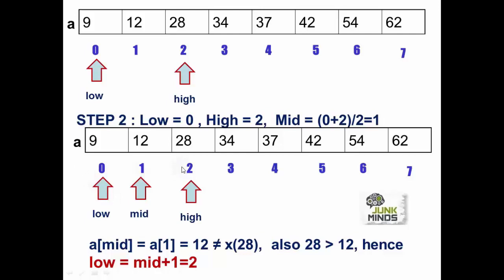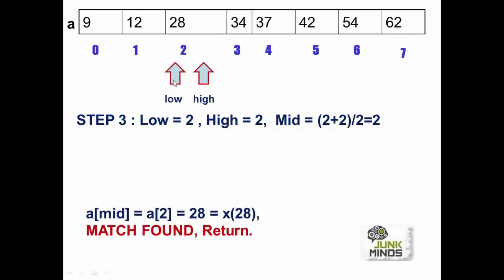So what happens now? Now this is where I get low, this is where I get high. I repeat the same process. Low is 2, high is 2. I calculate mid as 2 plus 2 divided by 2, which I get 2. So what I'm finding is the value of mid that I'm getting is 2. So low, high and mid are all referring to this value 2.